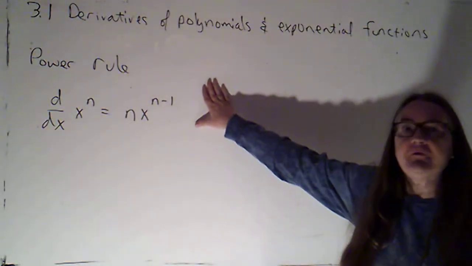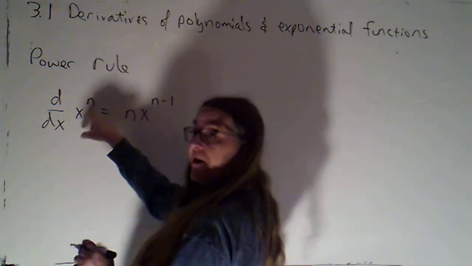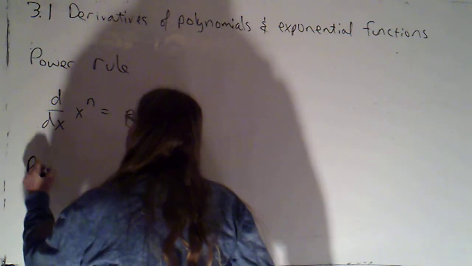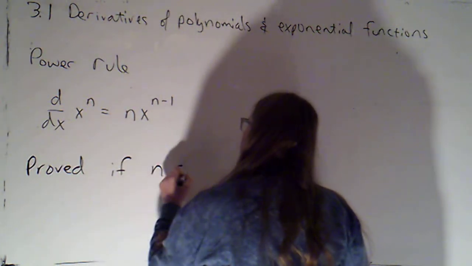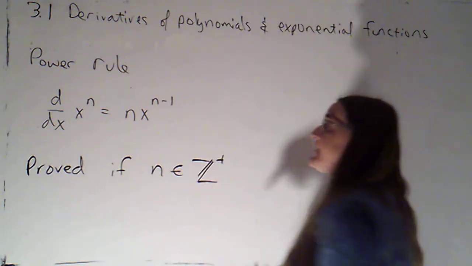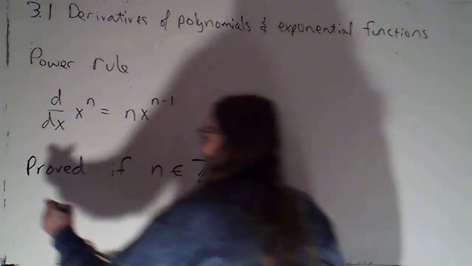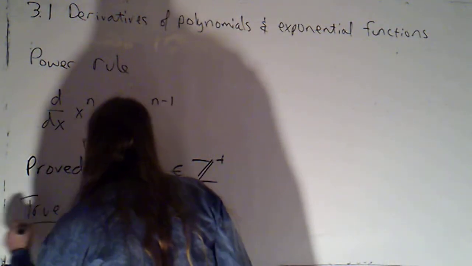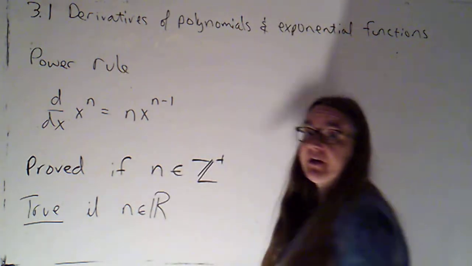In the last video, we proved the power rule, but we proved it for power functions, where the exponent is a positive integer. So we proved it if n was a positive integer. What's really nice is it is true if n is any real number.